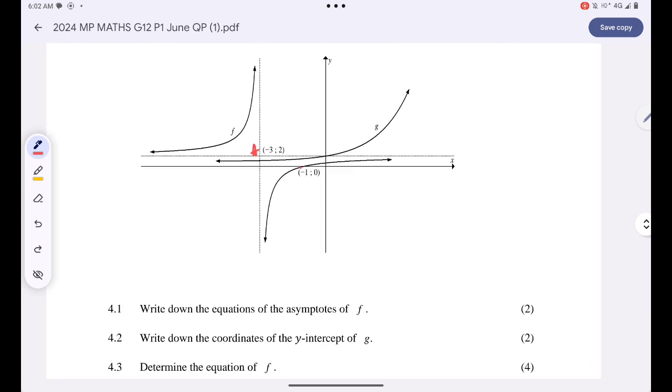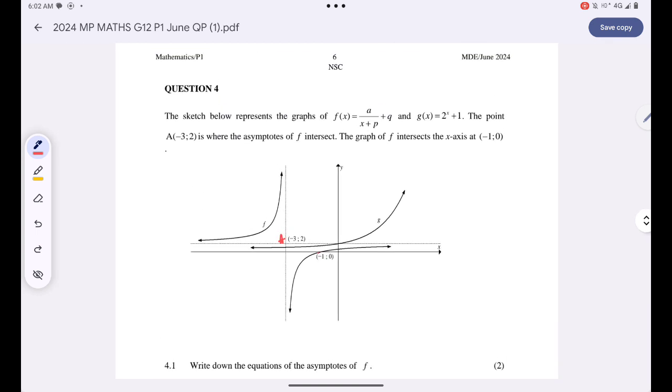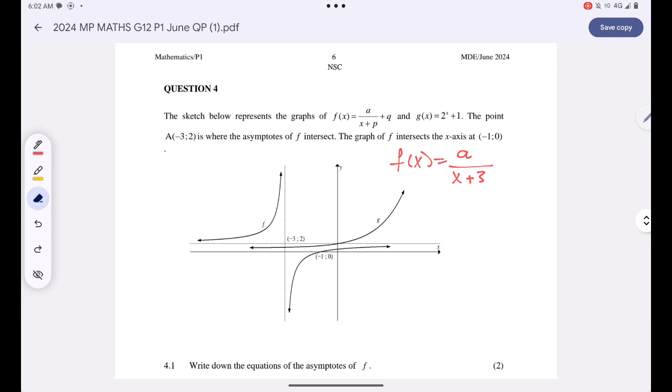Before I answer the questions, my graph of f(x) should be in this form. I don't know the value of a, but since I know the point of intersection of my asymptotes, the x value is -3. That means I must write +3 over there. When this is negative, that means at the bottom I should have plus. And for the y value, I must just leave it as it is, so I'll simply say +2.